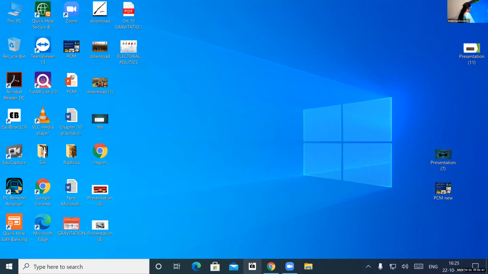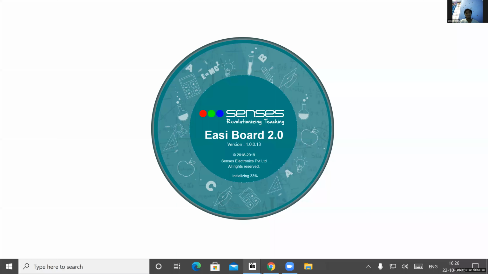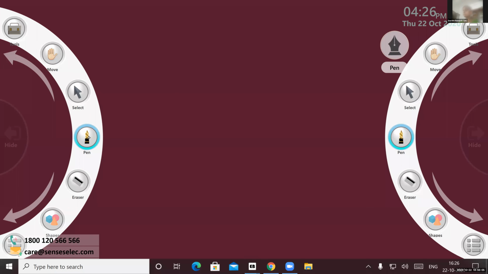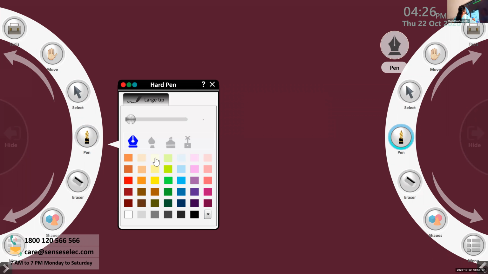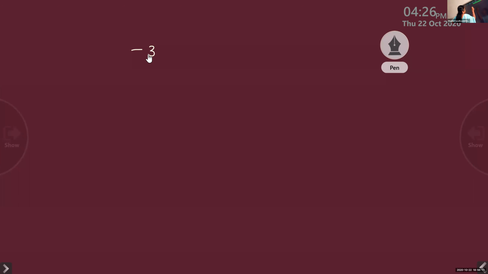So how will you write it? Negative 3 minus positive 3. Which number will you write first? First, we will write the negative number. Negative 3, minus positive 3.